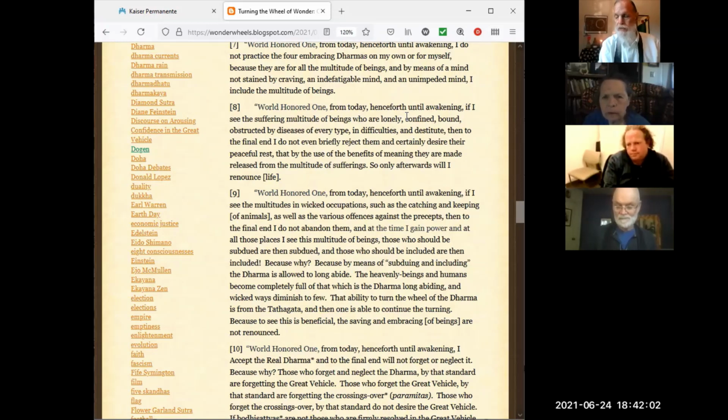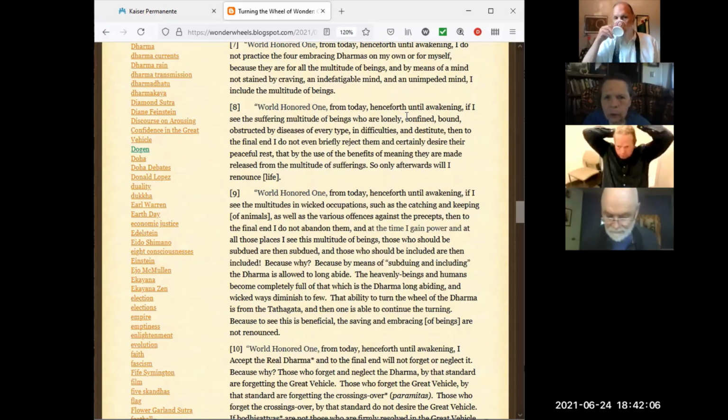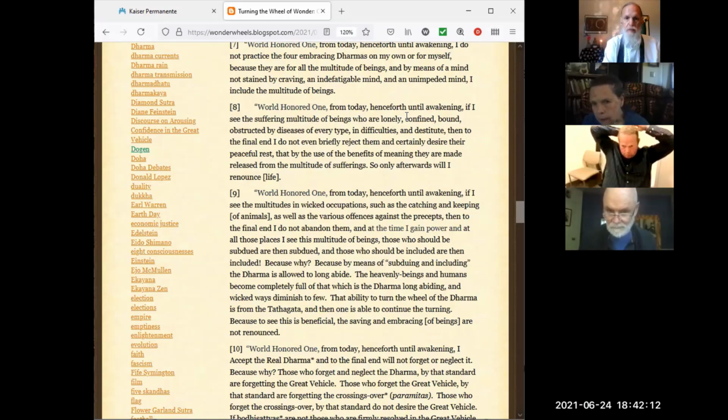I have a question. The last sentence in this, so only afterwards will I renounce life. Is this the first place that we see in the sutras where we learn that bodhisattvas don't leave until all can leave?